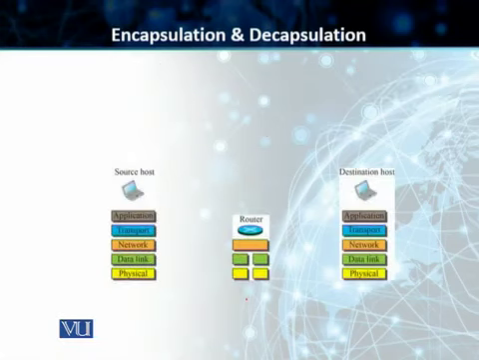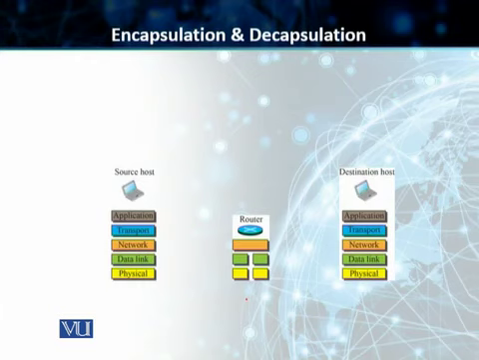Students, once again, we are taking the same example that we have discussed so far. We have got a source host, we have got a router in between, and we have got a destination host. Once again, we have removed the switches from this example, and the reason for that is that switches do not take part in encapsulation and decapsulation. The switches just forward the data that they receive, and they do not change the form of the data.